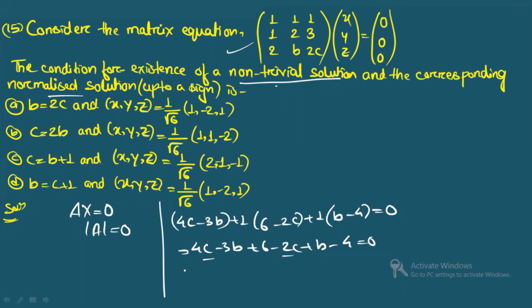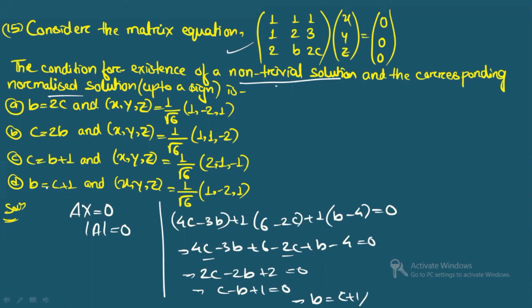So 4c and minus 2c will give you 2c, right? Minus 3b plus b will give you minus 2b. 6 minus 4 is plus 2, equals 0. So finally you will get c minus b plus 1 equals 0. So from here what can you write? b will be equal to c plus 1. Clear? So this is very easy. You got b equals c plus 1.